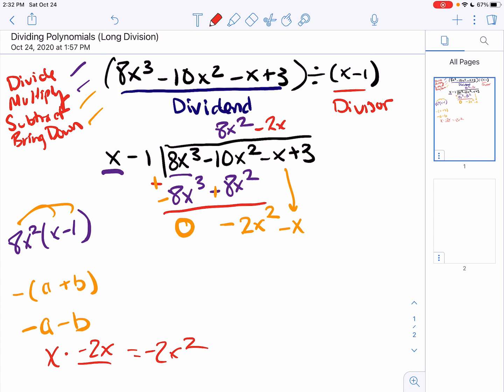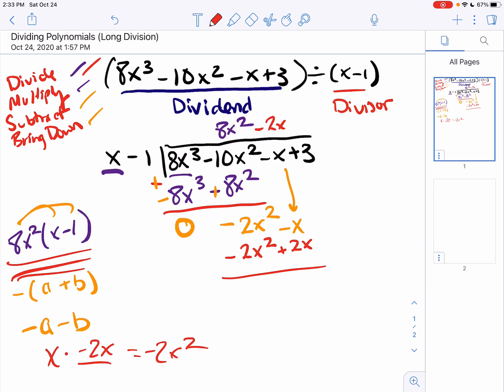I did my division, I'm going to now multiply. Same situation as we did over here. I have to distribute the negative 2x to the x. So negative 2x times x is negative 2x squared. Negative 1 times negative 2x equals 2x. All right. Make sure when we do this that we line up the columns correctly. The x to the third terms need to go underneath the x to the third terms. The x squared terms need to go underneath the x squared terms. The x terms need to go under the x terms, and the constant terms need to go under the constant terms. This is very important, so we keep everything organized and don't mess up.